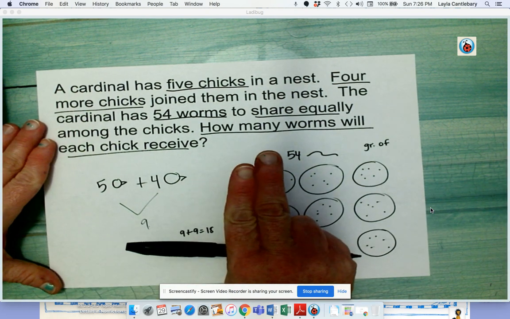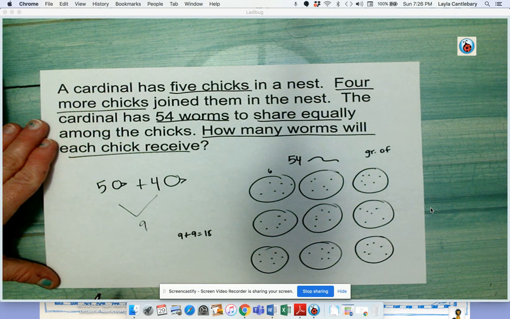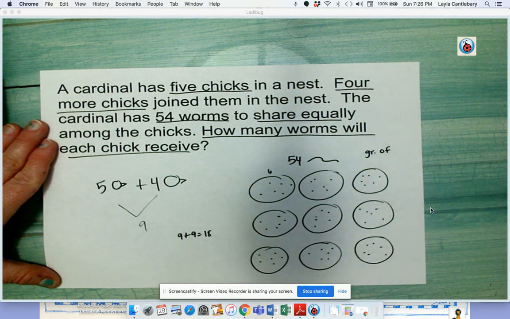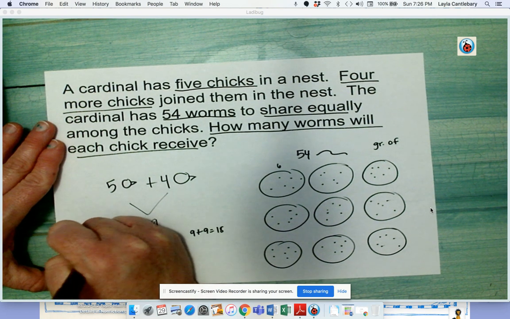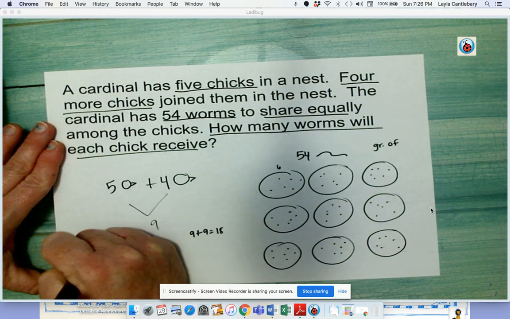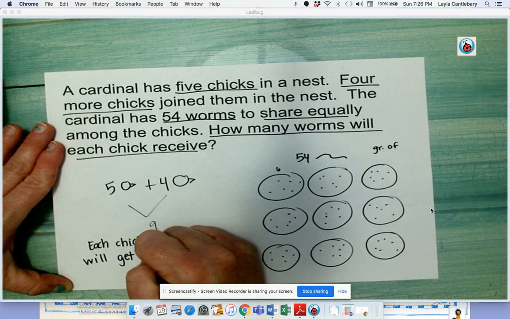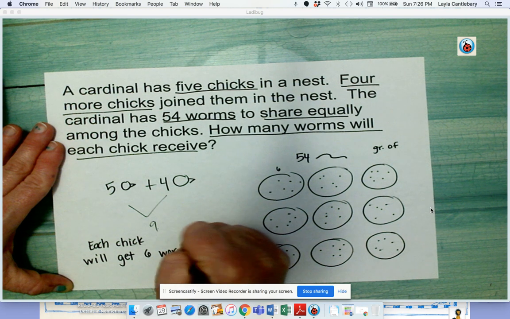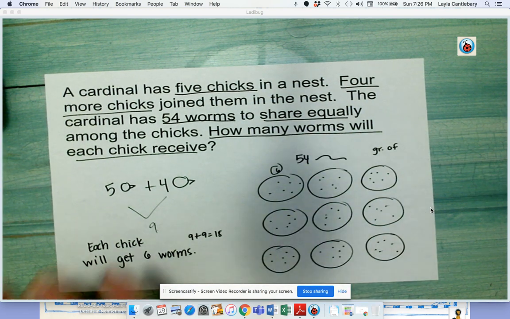I want you to pause as we do your improve step. So unpause. All right, unpause. Hopefully you have done your improve. And, of course, my improve is how many will each chick will get 6 worms. There you go. I improved it. So there's my answer. That's how I solved it.